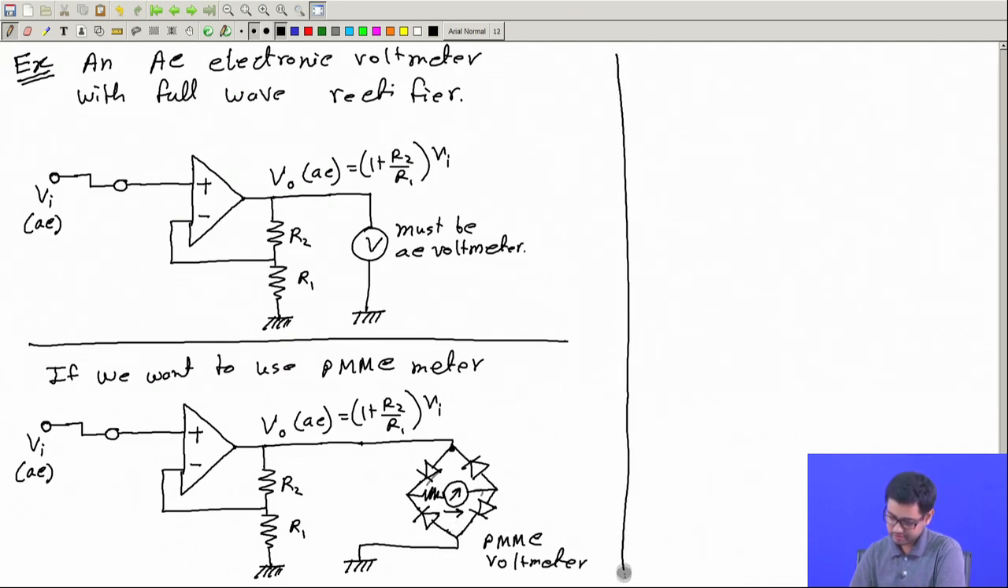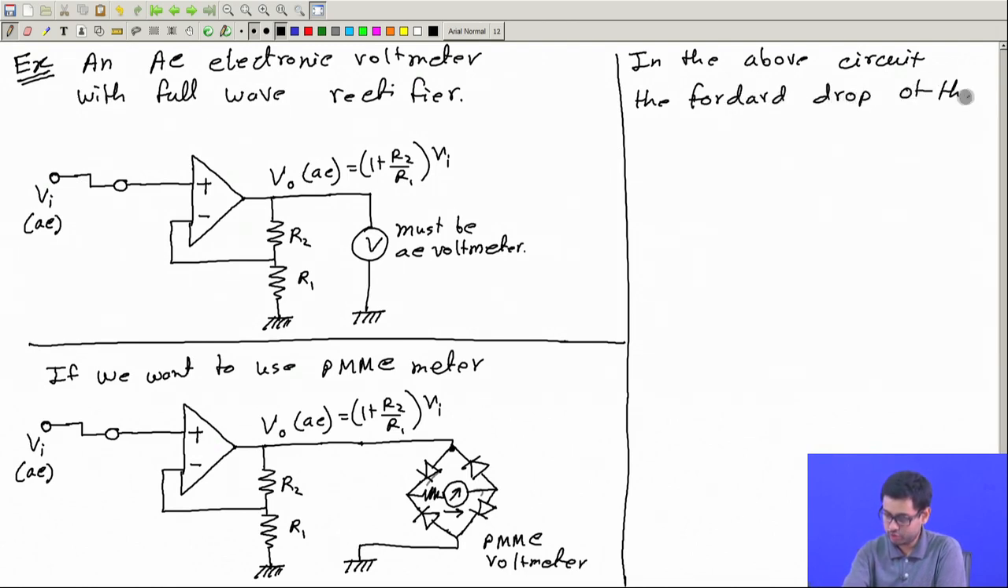So in this circuit, the one above, the forward voltage drop of the diodes causes inaccuracy if we do not take care into the calculation.